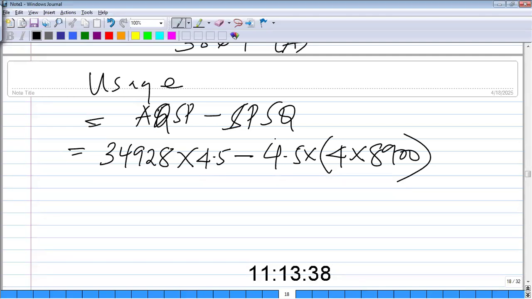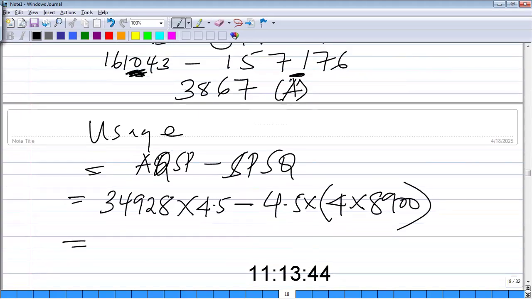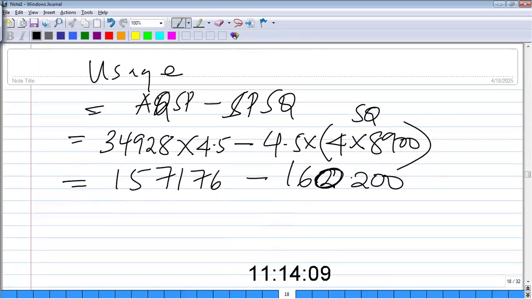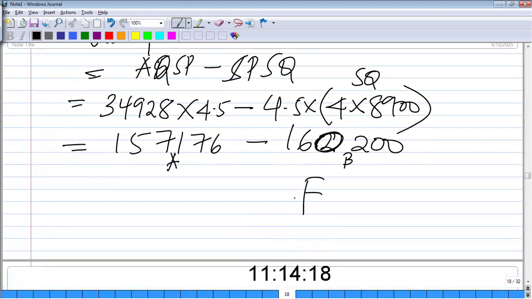So what do we get from this? I think I have the answer up here: 157,176 minus 4.5 times 4 times 8,900. So this is our SQ. That gives 162,200. Is it favorable? Is it adverse? This is budget, this is actual. It's favorable.